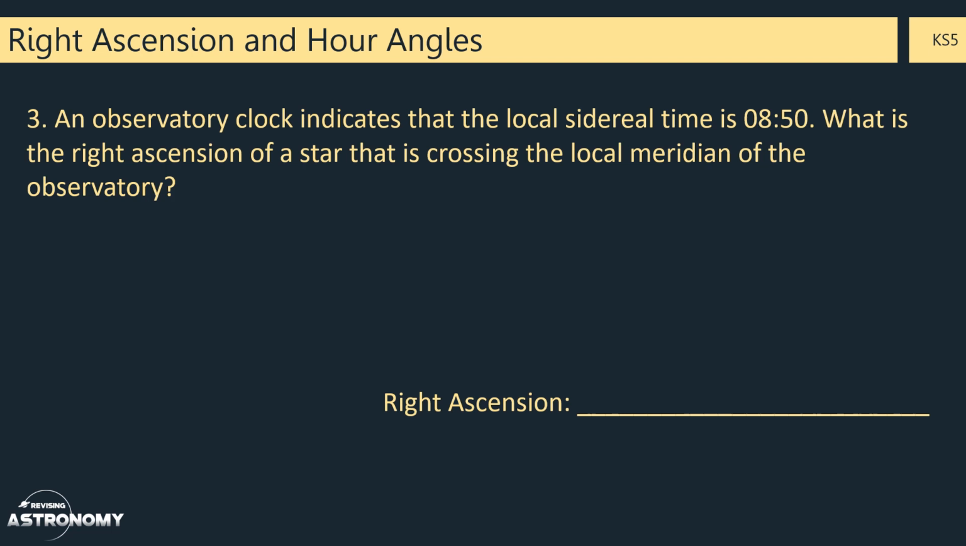An observatory clock indicates that the local sidereal time is 08:50. What is the right ascension of a star that is crossing the local meridian of the observatory? So similarly, the same as the previous questions, but in reverse this time. So we know the right ascension of a star that is crossing a local meridian will be the same as the local sidereal time. So the right ascension will be 8 hours and 50 minutes.